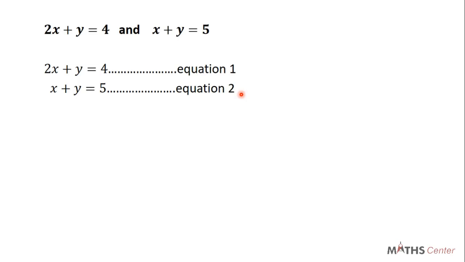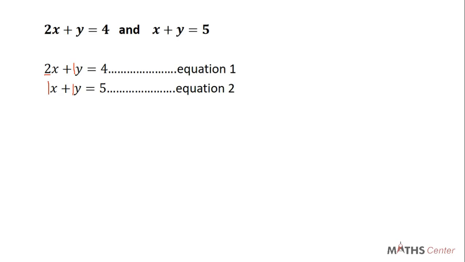In order to do that, what you have to do is to list the coefficients of the variables. The coefficient of x here is 2. The coefficient of x here is 1. The coefficient of y is 1. And the coefficient of y is also 1. So you find the coefficients of the variables in the equations that have been given to you.